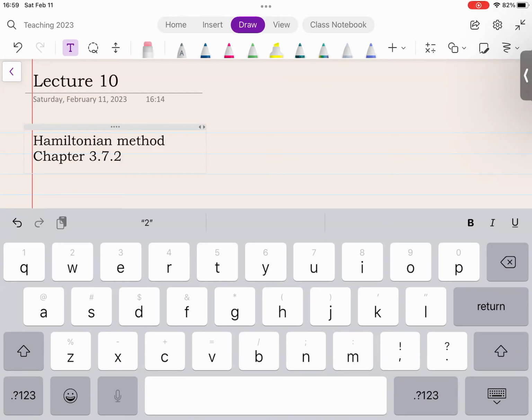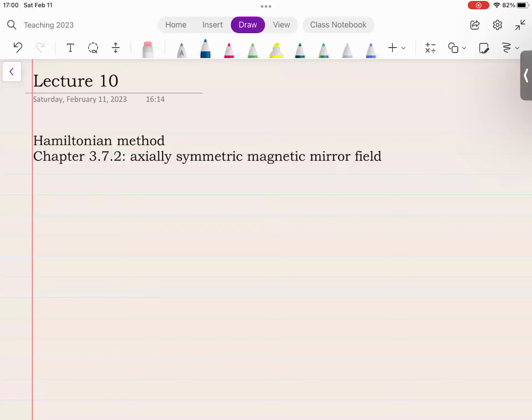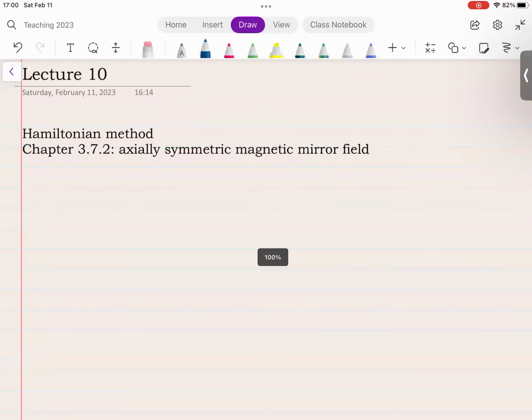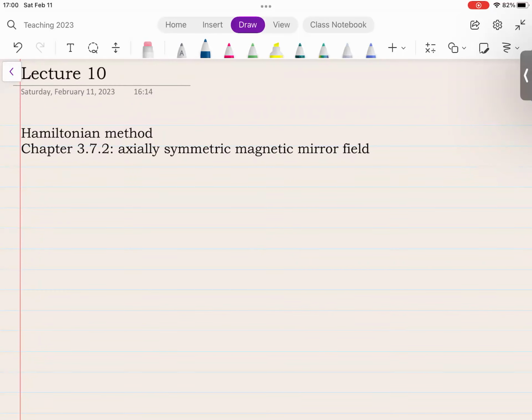And what's in the chapter is the Hamiltonian treatment for an axially symmetric magnetic mirror field, which I'm going to type very slowly. I'm actually going to pause the recording and type because otherwise you'll get bored. Here we go. I'm done with my typing. We have the topic we're going to discuss, hopefully sufficiently well defined. And let's see now what the book, the textbook, tells us about it.